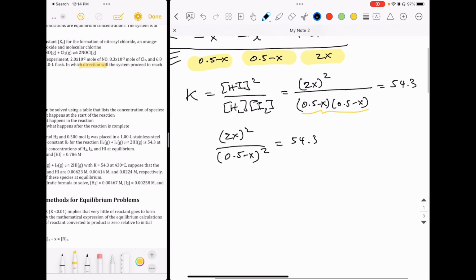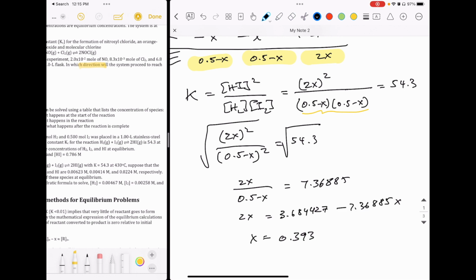One of the most common techniques that people can use here is to take the square root of both sides. So you get this on the left side and 7.36885 on the right side. Again, I don't want to do much rounding here. Just try to write maybe about 6-7 digits of numbers so you don't get rounding errors later on. I can then solve for X, right? And if I do that, I should get X equals 0.393 molar.